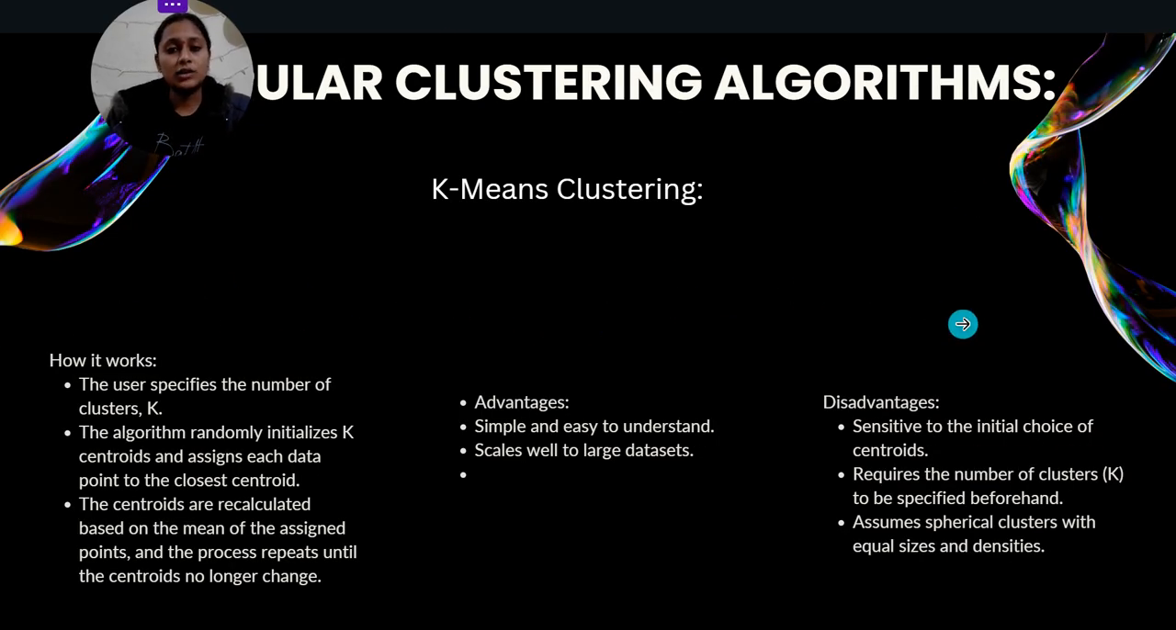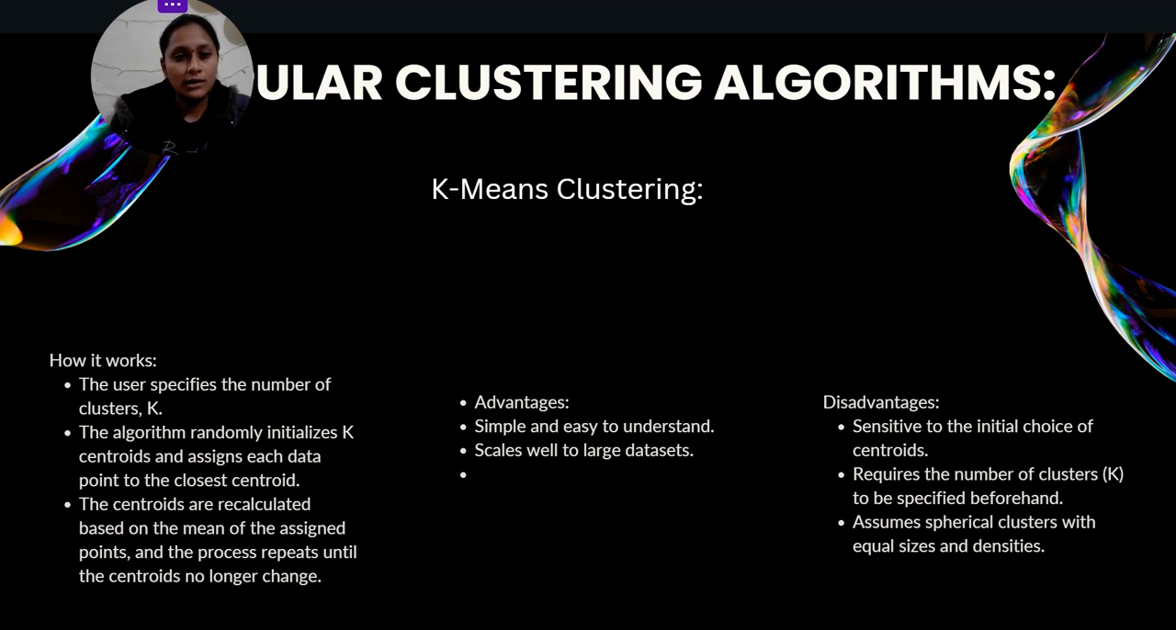Now let's discuss what are the popular clustering algorithms. First is K-means clustering. How it works: the user specifies the number of clusters k. The algorithm randomly initializes k centroids and assigns each data point to the closest centroid. The centroids are recalculated based on the mean of the assigned points, and the process repeats until the centroids no longer change. Now let's discuss what are the advantages of K-means clustering. First, it is simple and easy to understand. Second, it scales well to large datasets.